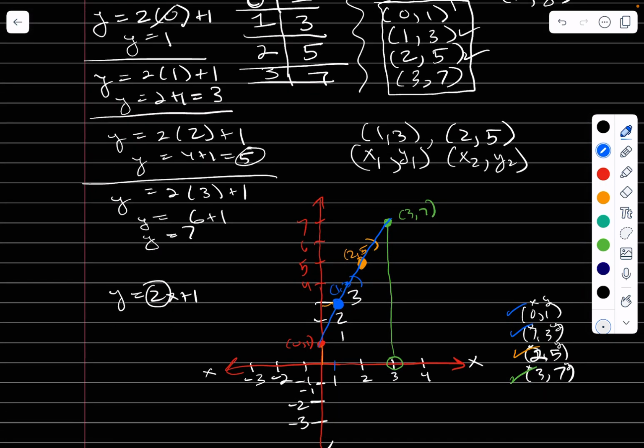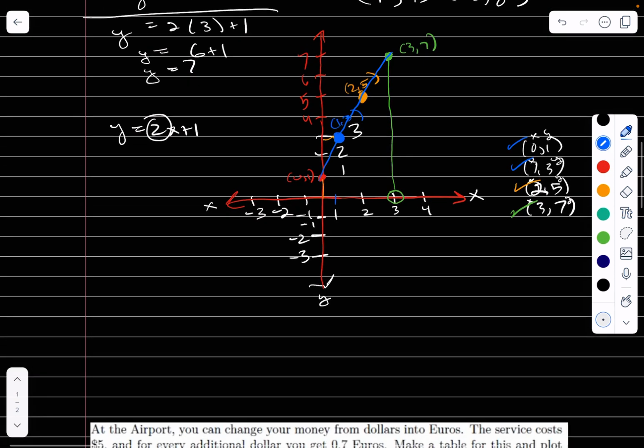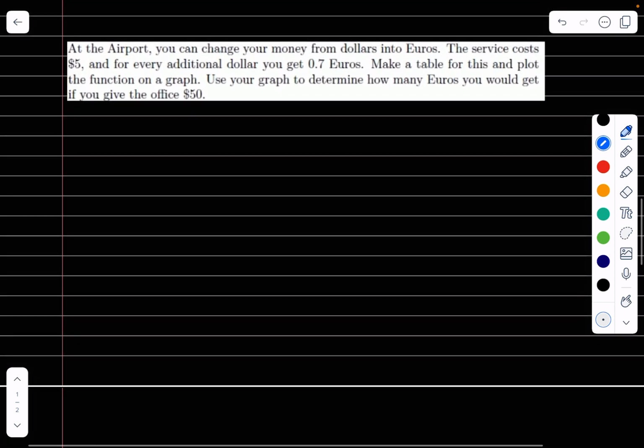Let's move on to the last example that we have here, which will be a word problem. So at the airport, you can change your money from dollars into euros. The service costs $5. And we'll put a negative because you're subtracting money here. You're losing money. If it costs something, that means you're going to lose the money. So we'll put a negative there. And for every additional dollar, you get 0.7 euros. So we're getting 0.7 euros for every additional dollar. Make a table for this and plot the function on a graph. Use your graph to determine how many euros you would get if you gave the office $50.